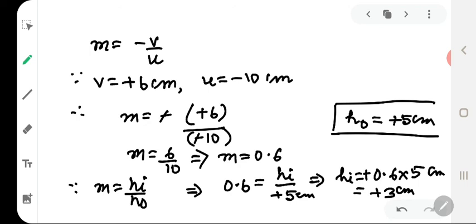So based upon the concept of mirror formula and magnification, you need to practice more numerical problems to have a better understanding. This will be all for this video lesson.